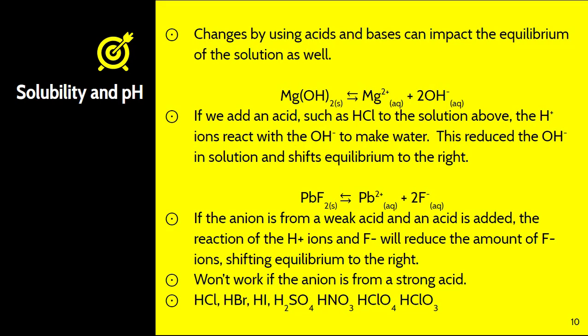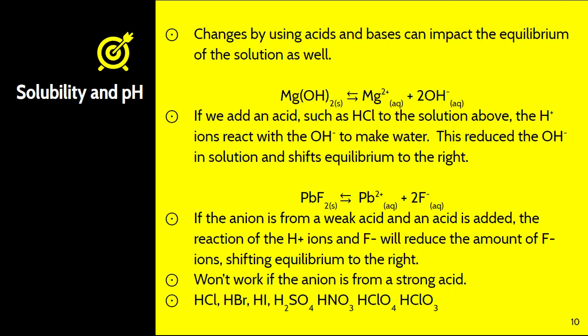Another example of this is when we're looking at acids and bases. Now, you know that acids typically start with a hydrogen ion and bases with an OH ion. There are exceptions to that, which we'll talk about later on in our acids and bases unit. But changes by using acids and bases can impact the equilibrium as well based on what you are looking at.